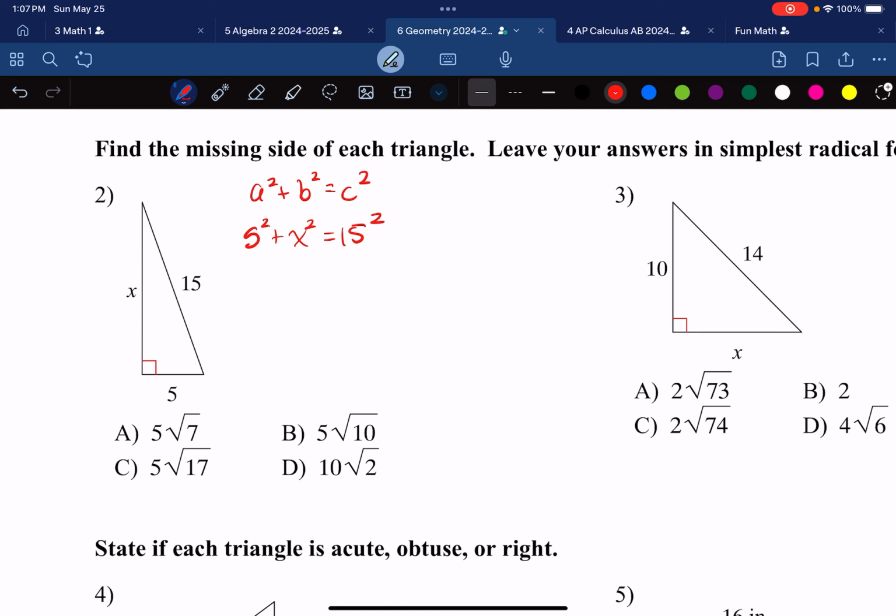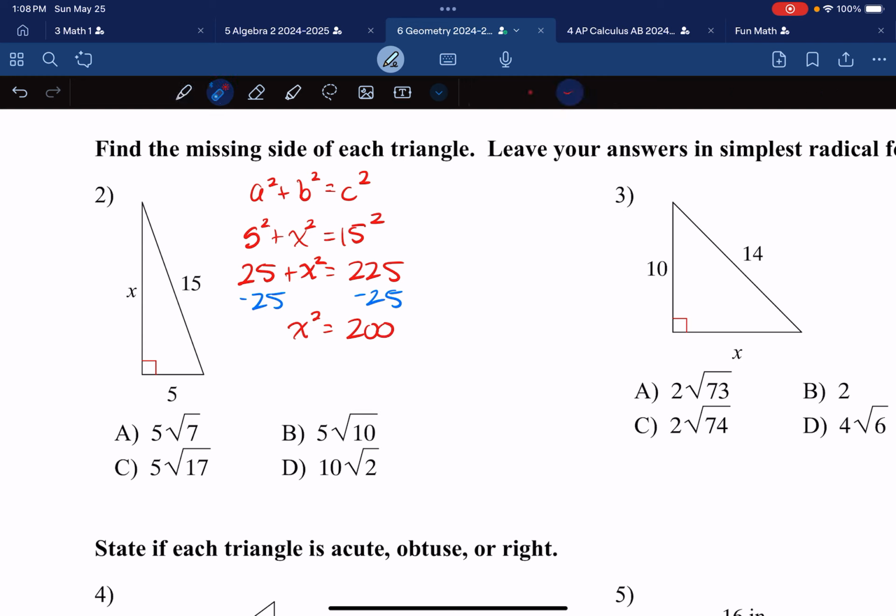I've said this before as well, but it doesn't matter the order of your x squared versus your 5 squared. I could have done x squared first plus 5 squared second, and that still would have been fine. When adding, the order doesn't matter. 1 plus 4 is the same as 4 plus 1. So square each of these, you get 25 plus x squared is equal to 225. From there, we will subtract 25 on both sides, and we get x squared is equal to 200.